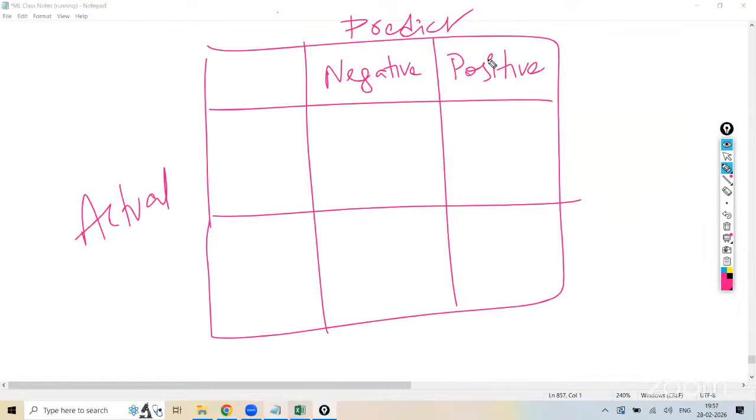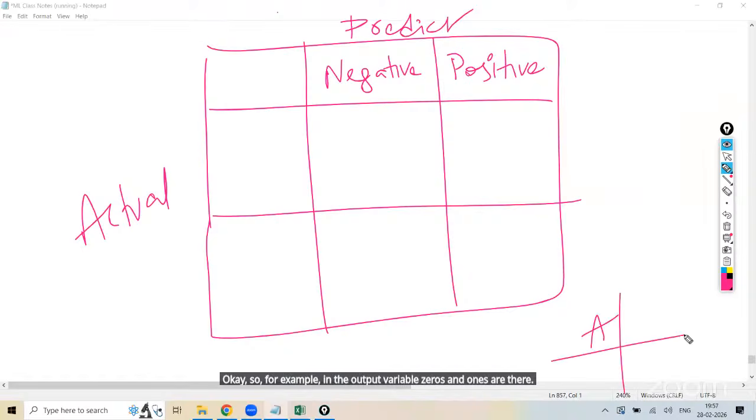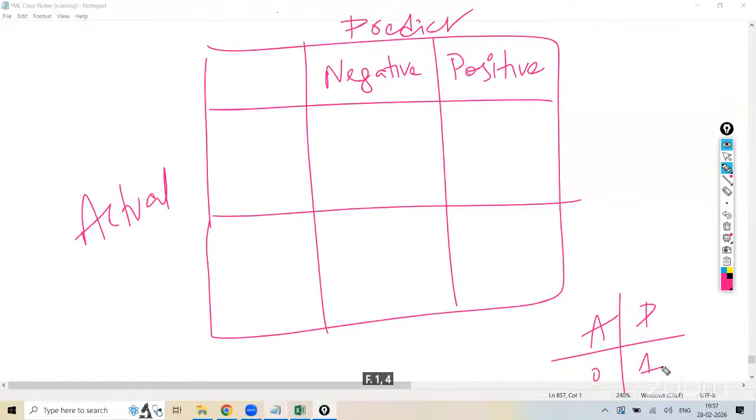For example, in the output variable, zeros and ones are there. Original answer is 0, predicted answer is 1. What is this called? FP, false positive. Simple. Wrongly predicted as 1. The first one is wrong. The second one is whatever it has predicted. 0, 0. What is it called? True negative. Simple. Don't fix the concepts like that. That can be 0, that can be 1, that can be yes, that can be no, that can be anything.